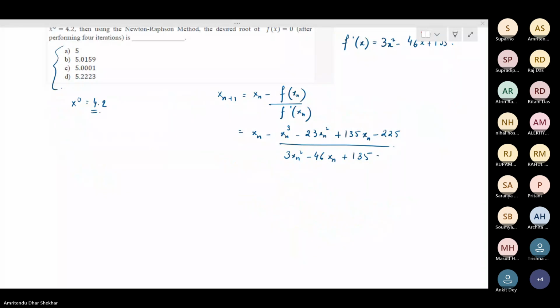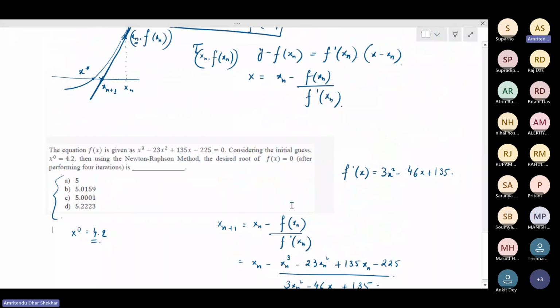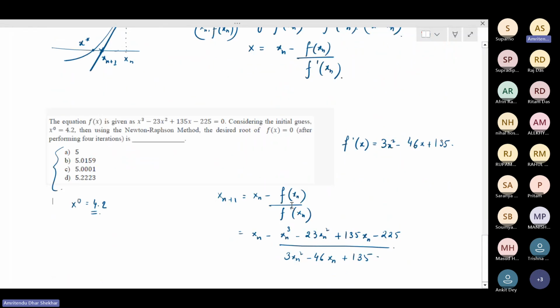Okay, there's one more method. Let's look at that. But before proceeding, I wanted to discuss one more problem. Just give me one moment.